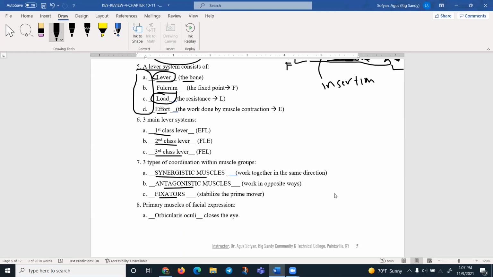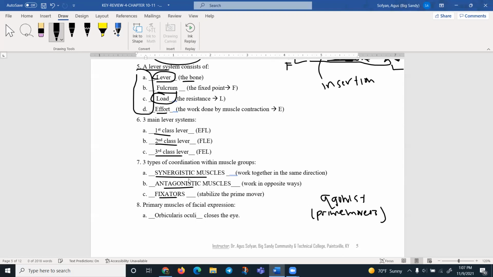Types of coordination within the muscle group may be synergistic, antagonistic, and fixator. There is one more, which is actually called the agonist or prime mover, which is the main muscle that produces movement.